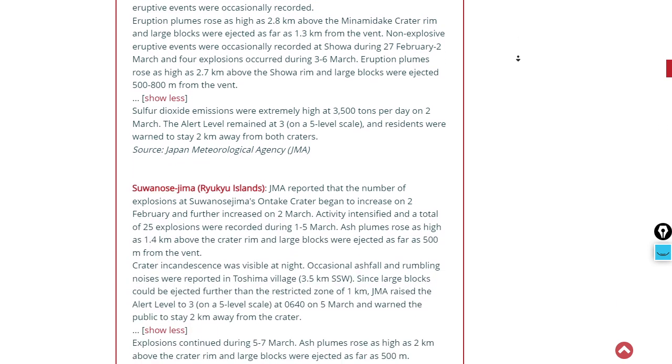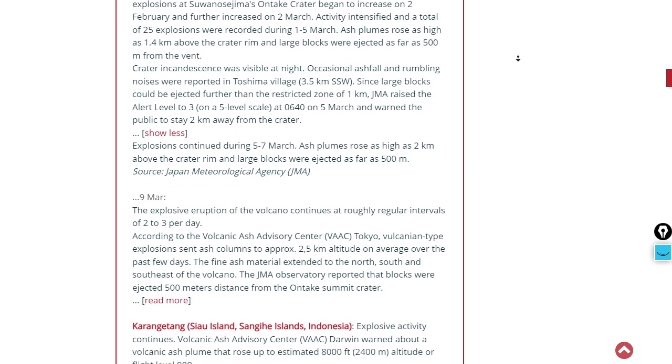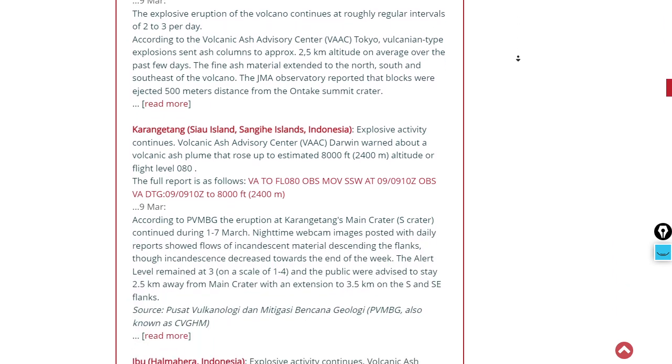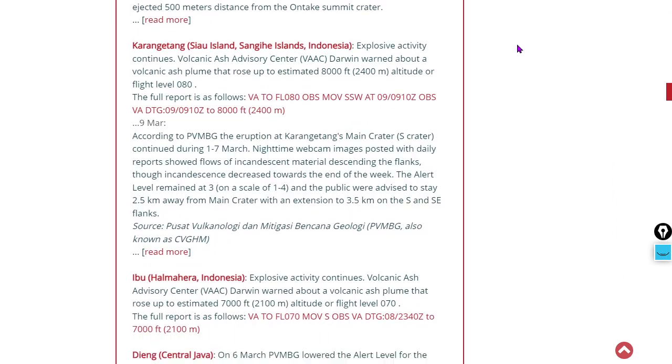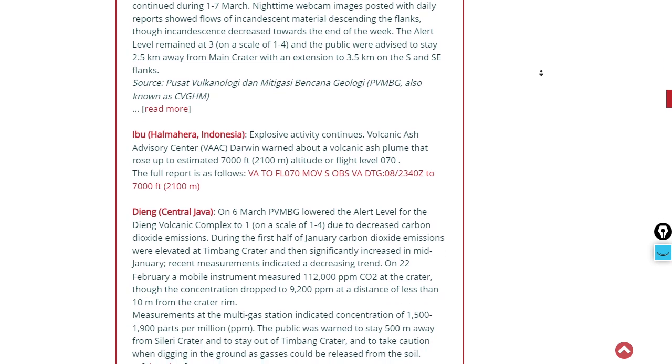Suwanosejima has tossed some large lava bombs up to 500 meters from the vent. Karangetang also erupting, flight level 080. It's an 8,000-foot ash plume there over Siau Island, part of Indonesia. Also Ibu exploding, 7,000-foot ash plume from Ibu.